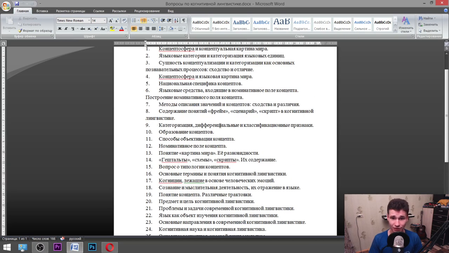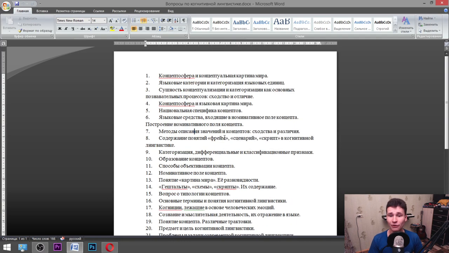We can speak about categorization, differentiation, classification. Okay, I will translate to you what we have, and then you will maybe imagine your own things. It is methods of describing meanings and concepts, the sameness and the difference. Next, it will be the terms frame, script. In cognitive linguistics, script is different from script in the meaning of programming. And next, categorization, differentiation and classification tools.